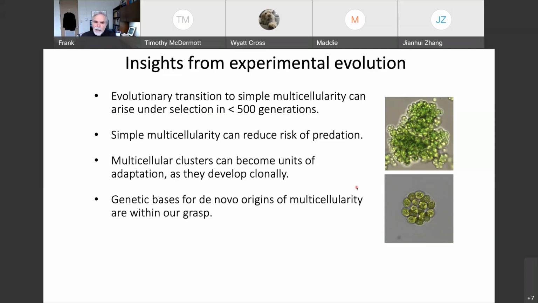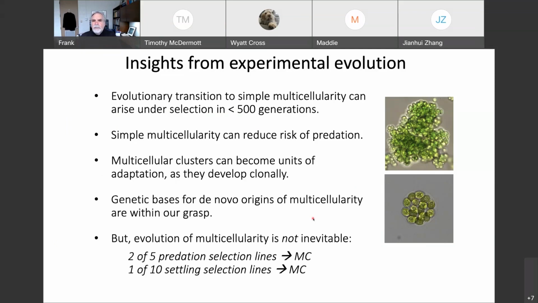But a point to emphasize is that evolution of multicellularity is not inevitable. That is to say that in two of 5 selection lines in the predation experiments, we didn't see any multicellularity. And in only 1 of 10 settling selection lines did we see the evolution of multicellularity. And even within those predation selection lines where we saw this sort of result, there were instances where we did not. There were other organisms that were with them, genetically different, that had remained unicellular.